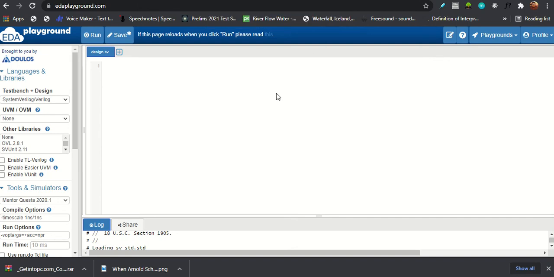Welcome to my lecture. In the last lecture, we learned about the hello world program in the Verilog language. In that program, I wrote some initial blocks, right? So in this lecture, we will learn about what an initial block is exactly and how those initial blocks function.